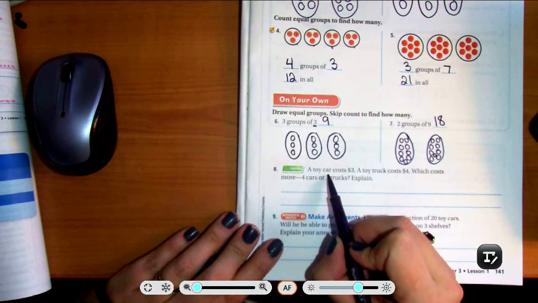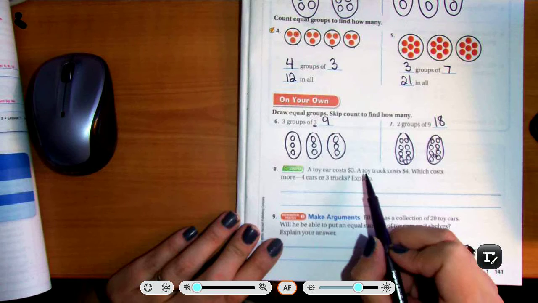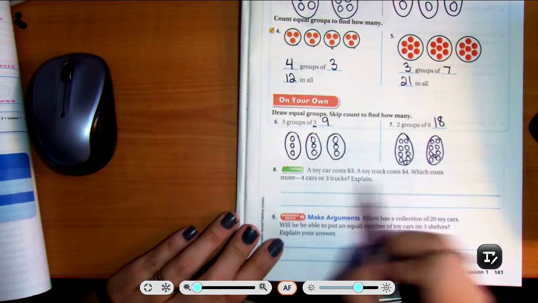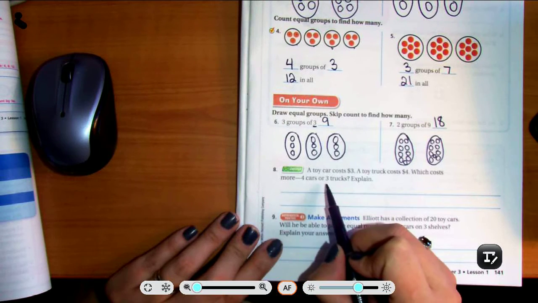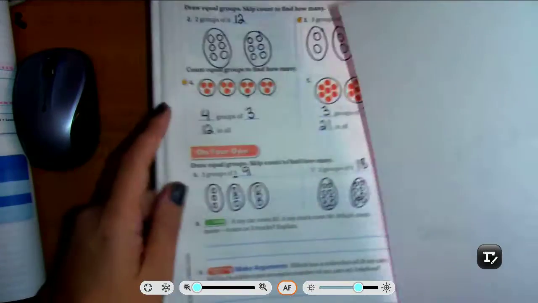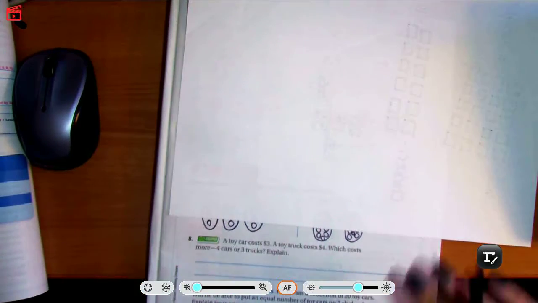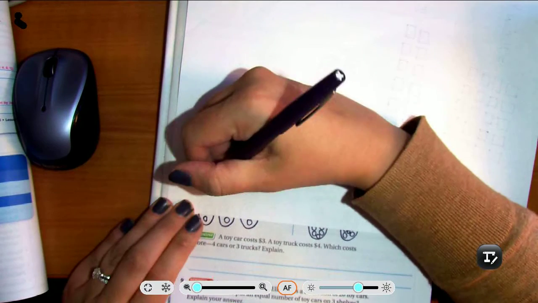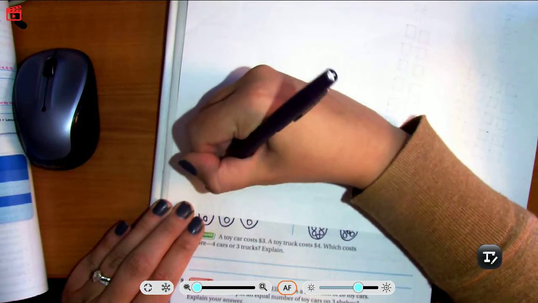A toy car costs $3. A toy truck costs $4. Which cost more, 4 cars or 3 trucks? So I'm going to go back to my sheet here. Okay, what would cost more? I'm going to make arrays to figure this out. Okay, let's start with cars.